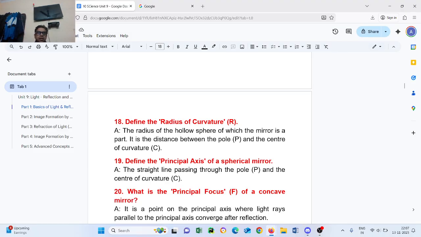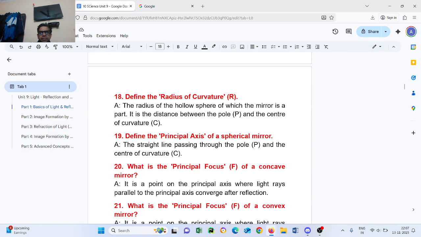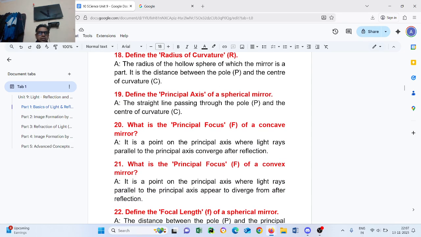Question number 20. What is the principal focus of a concave mirror? It is a point on the principal axis where light rays parallel to the principal axis converge after reflection. Question number 21. What is the principal focus of a convex mirror? It is a point on the principal axis where light rays parallel to the principal axis appear to diverge from after reflection.